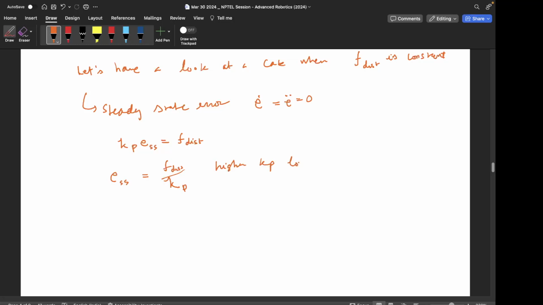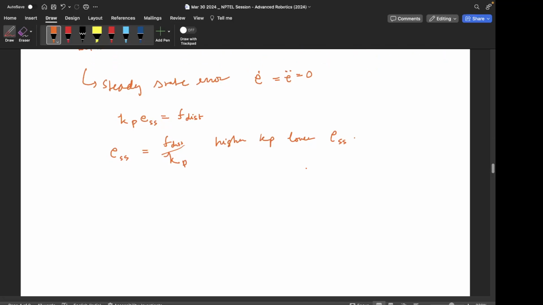Higher kp, lower ess. So that is one way to reduce the steady state error, but always using very high gains is also not desirable, because that might drive your system in unpredictable ways. Very large control inputs can be applied on the system even for small disturbances, which is not always desirable.